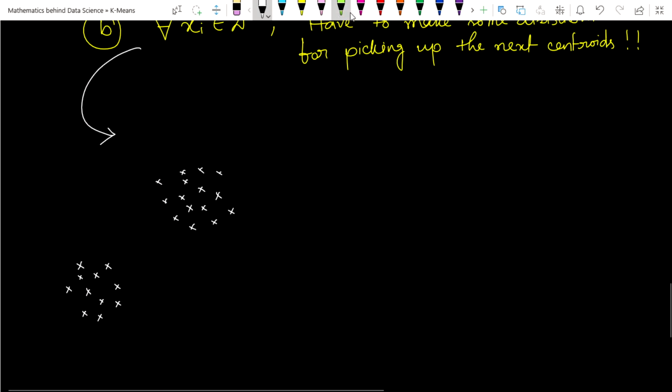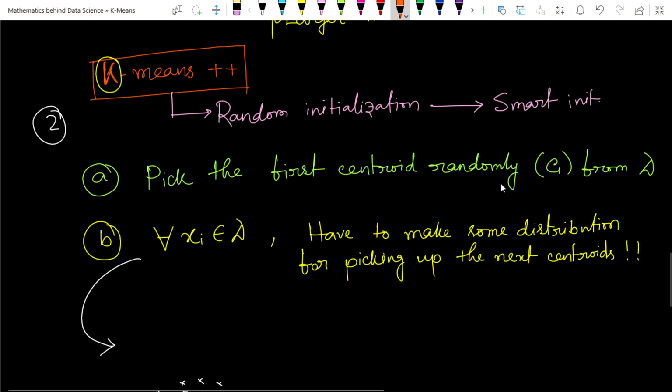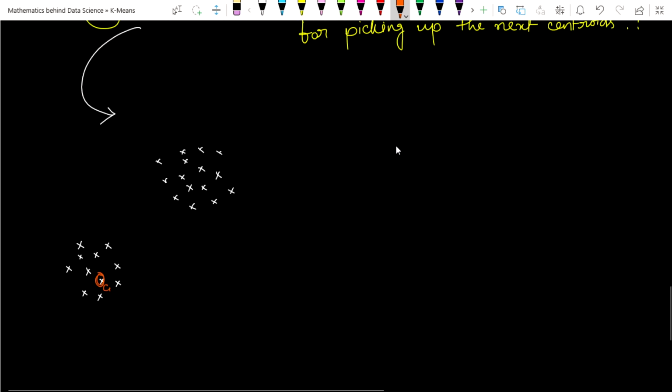First, we will pick a random point. Suppose we pick this one randomly, and we will call it C1. This is our first centroid, picked randomly from anywhere. Now after picking this, we have to calculate the distance from this point to the other points.